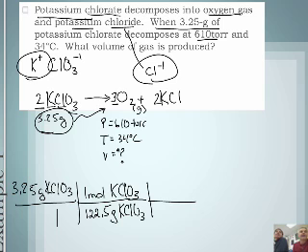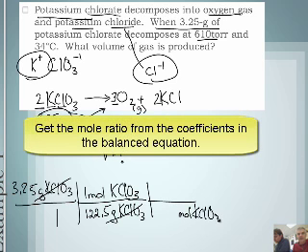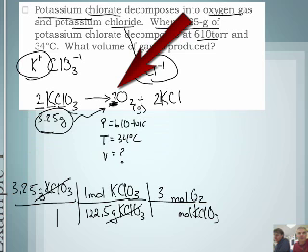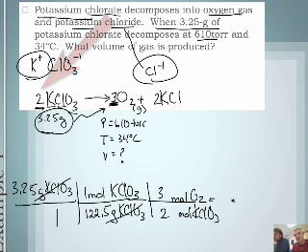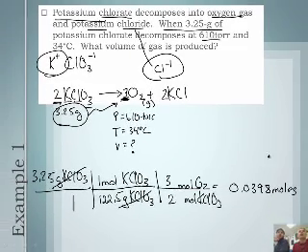The grams of KClO3 cancels. Now I need to put in the mole ratio of KClO3 to the moles of oxygen gas. There are 3 moles of O2 from the balanced equation and 2 moles of KClO3. That gives me the moles. So we got 0.0398 moles.